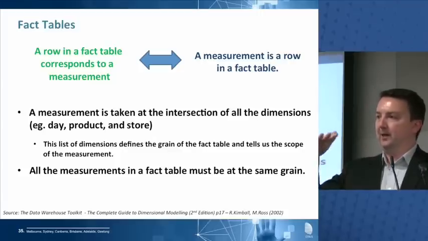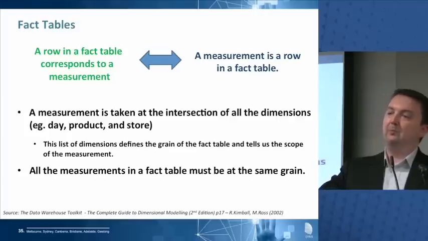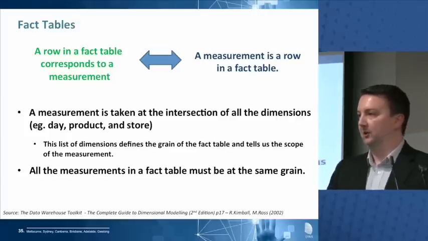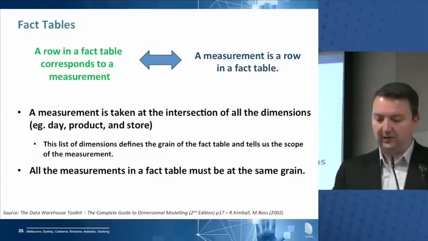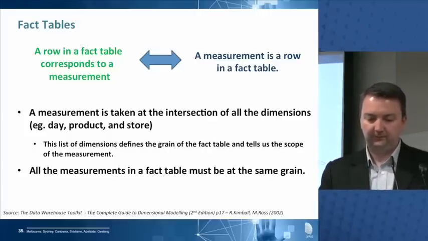We don't put a row in the fact table for each tick of the cash register and then put another row in for the total at the bottom of the cash register. That's messing up the grain of our fact table. We like to keep it nice and consistent.